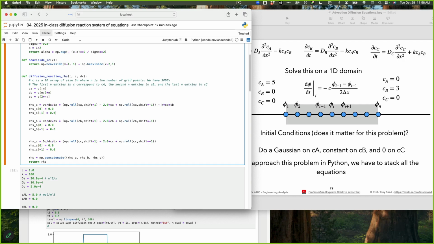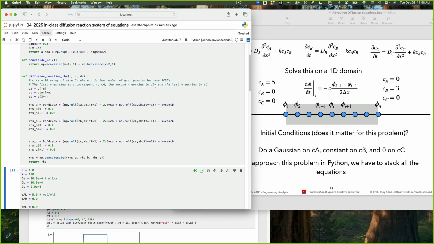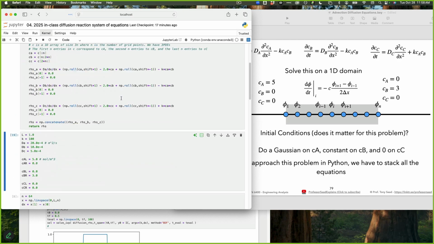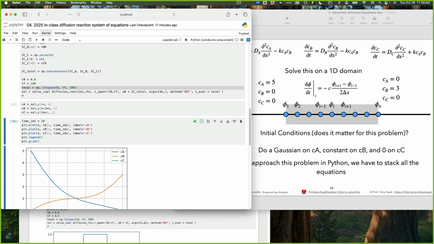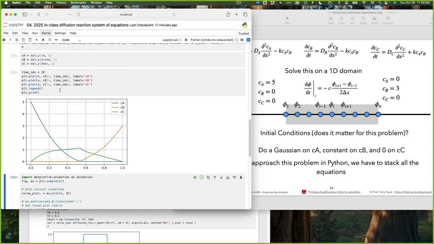And then here, minus K times CA times CB, and then over here plus K times CA CB. So execute. Aha. So now we're seeing a difference.